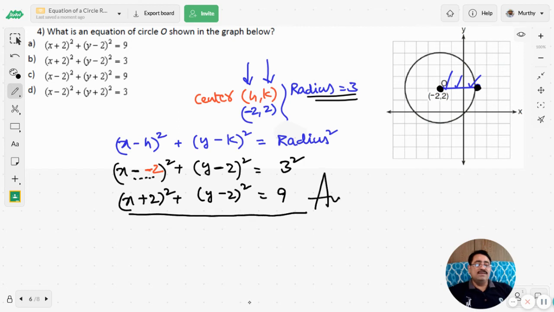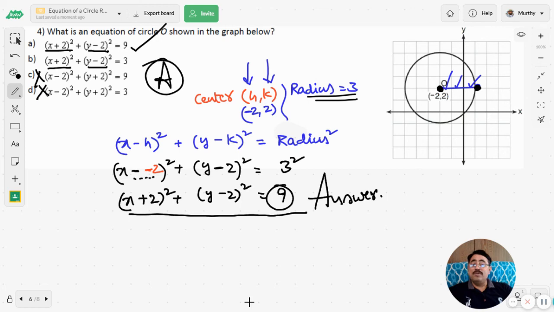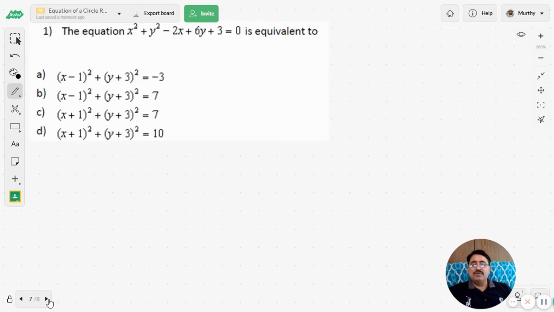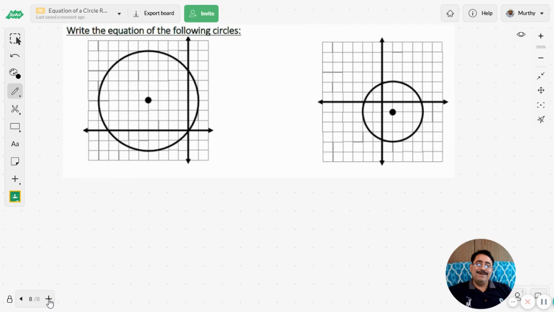This is the answer. Now you may check x plus 2. I see this one and this one both are having x minus 2, so neither C nor D. Y minus 2, both are having y minus 2, and I got 9 here, I see 9 here. Therefore, I'll go with option A. You have to be careful. Okay, so let me jump to the next question. I'll come back to this one after completion of the last one.